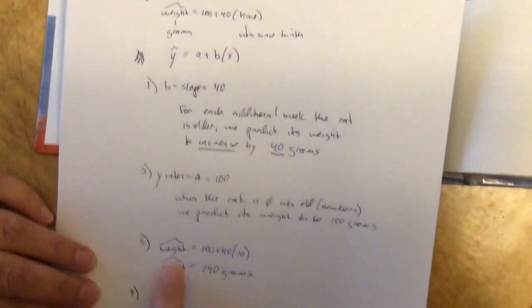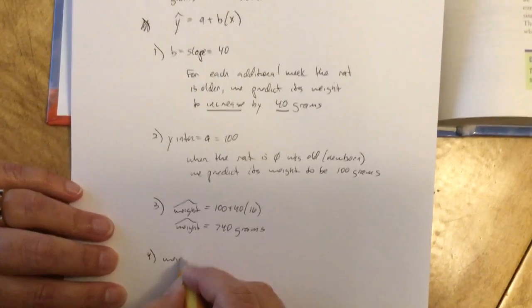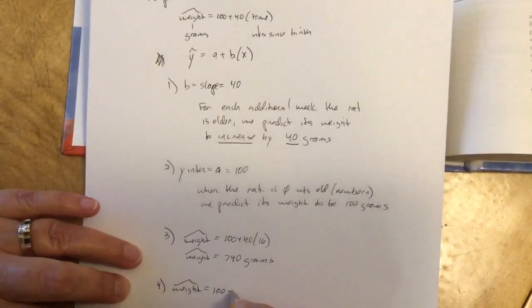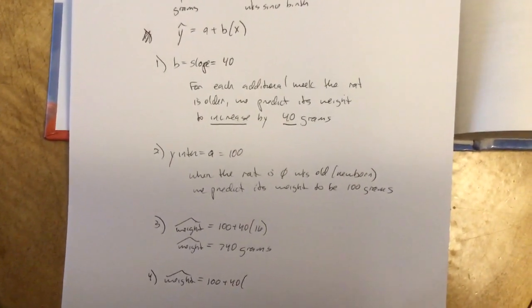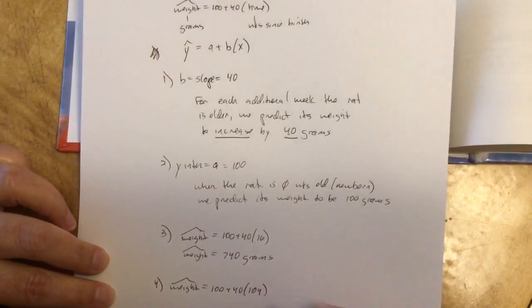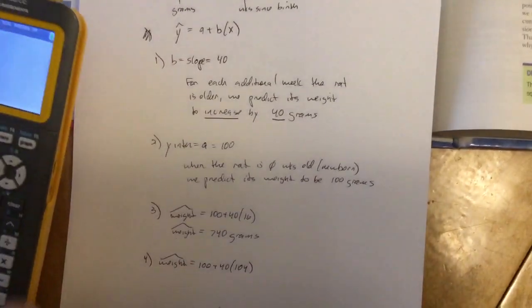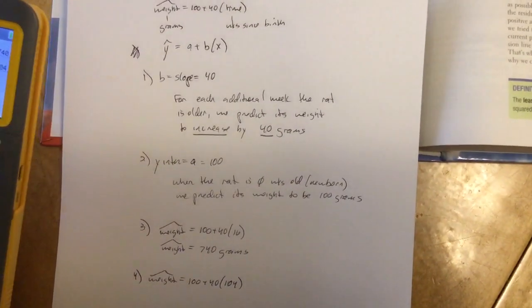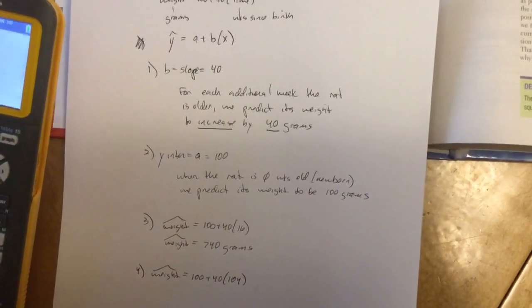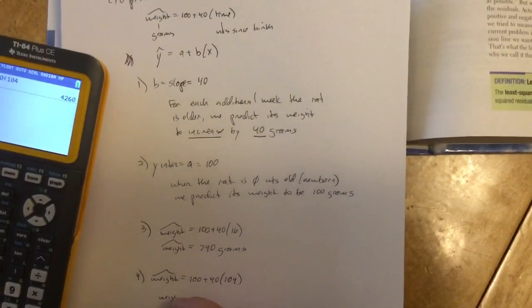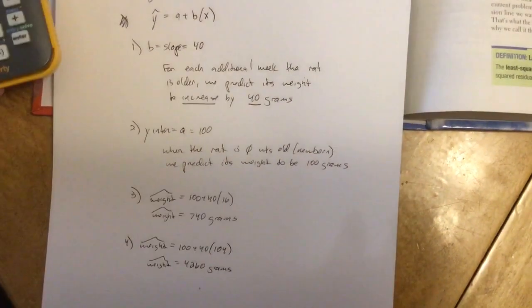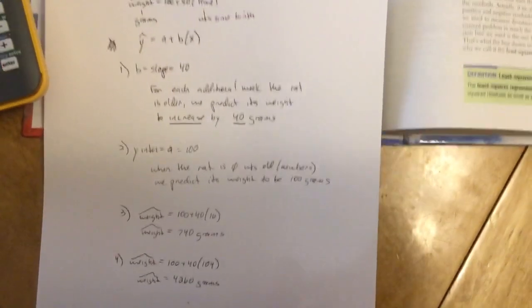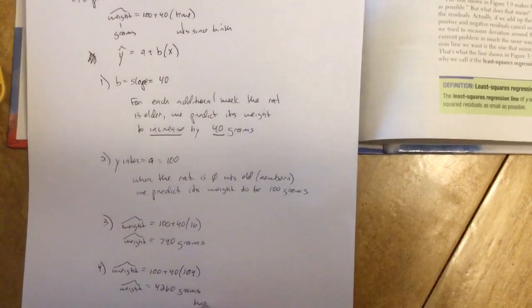So again, we use our equation to predict the weight of the rat at 2 years. What's 2 years in weeks? One year is 52 weeks, so 2 years is 104 weeks. Okay, the weight would be 4,260 grams. I don't know what that is in pounds. I think it's something like 9 to 10 pounds. That's huge.